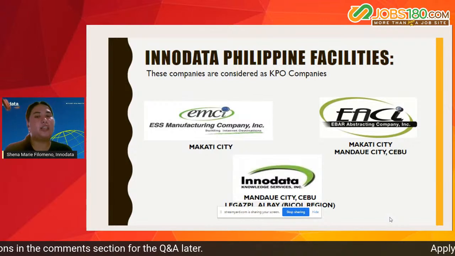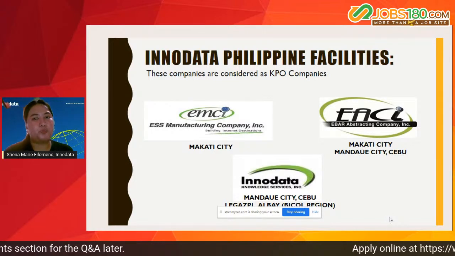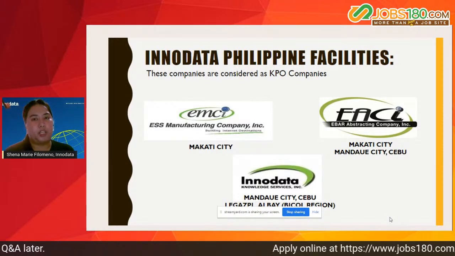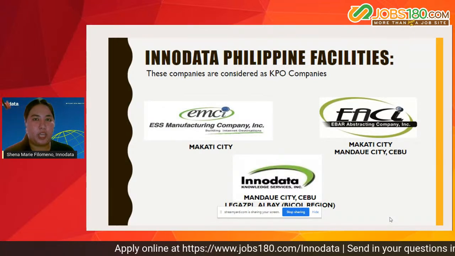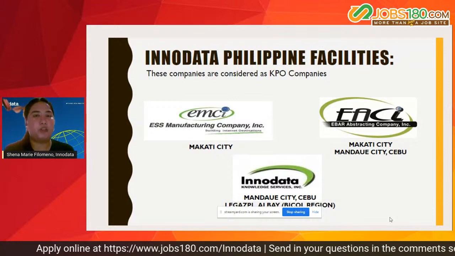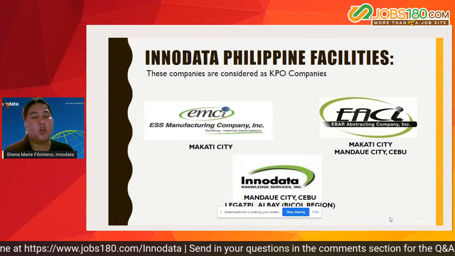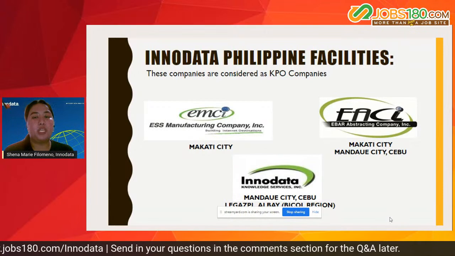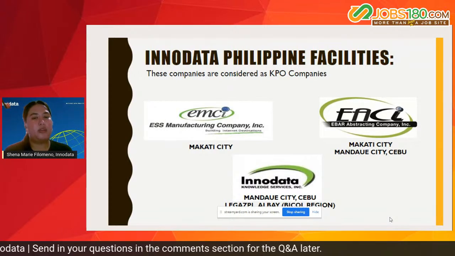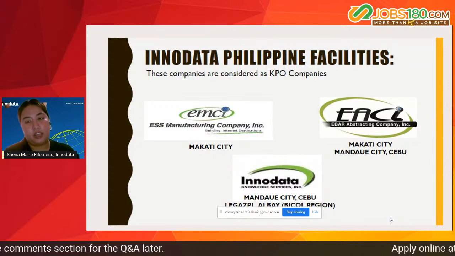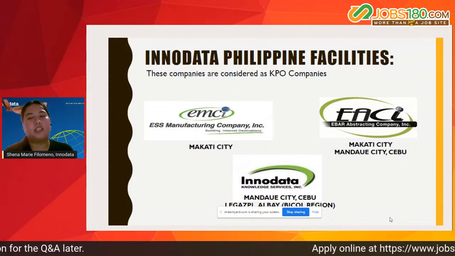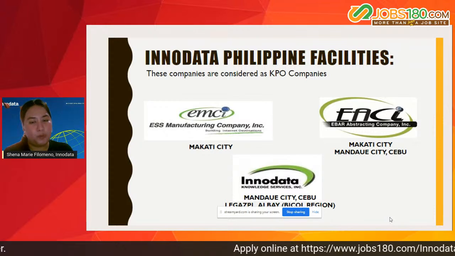So this is the Philippine facilities of Innodata. By the way, Innodata is a KPO company, knowledge process outsource company, wherein we hire subject matter experts. Okay? So we hire high level domain employees. We have Innodata subsidiaries located in Makati. We have ESS Manufacturing Company. We have Iber Abstracting Company Inc. that is located in Makati City and in Mandaue City, Cebu.